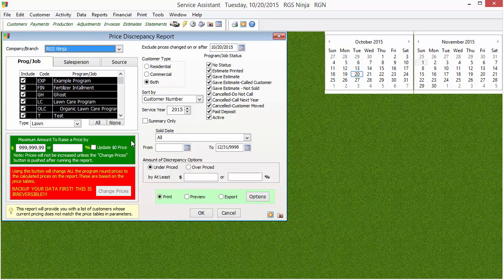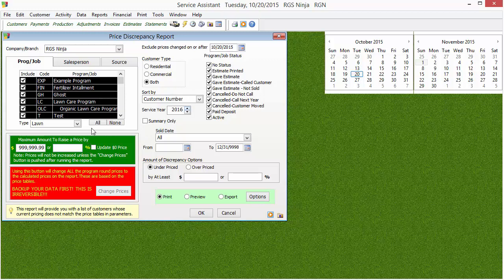What's really nice about the price discrepancy report is it's going to look at all the customers that have the jobs or programs that you have just done an increase on. You might even run this periodically throughout the year to make sure your salespeople aren't underpricing. This report is going to show what the customer is currently priced at, and if it is not what the price chart says, it's going to show that account or job and tell you what the price chart says it should be.